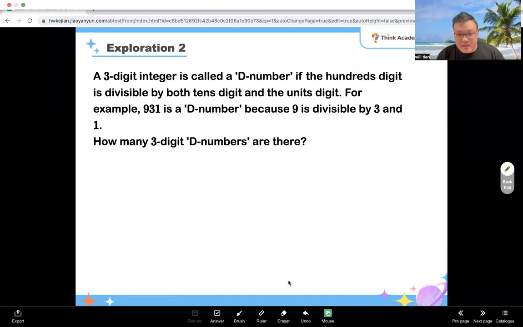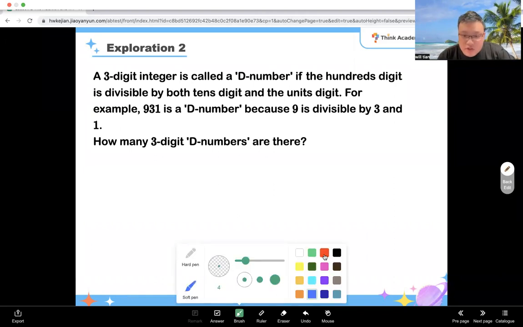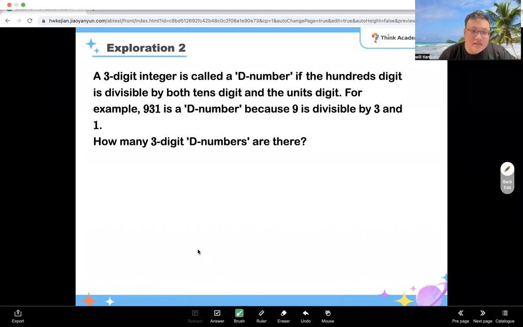So firstly, you're gonna start with the hundreds place. Let's see, if the hundreds place is 1, as for the tens digit and ones digit, how many choices do you have, guys? Only 1, right? Because for number 1, you have only 1 factor, which is just itself. So if the hundreds place is 1, the D number that's gonna meet the requirement is just 111, right?